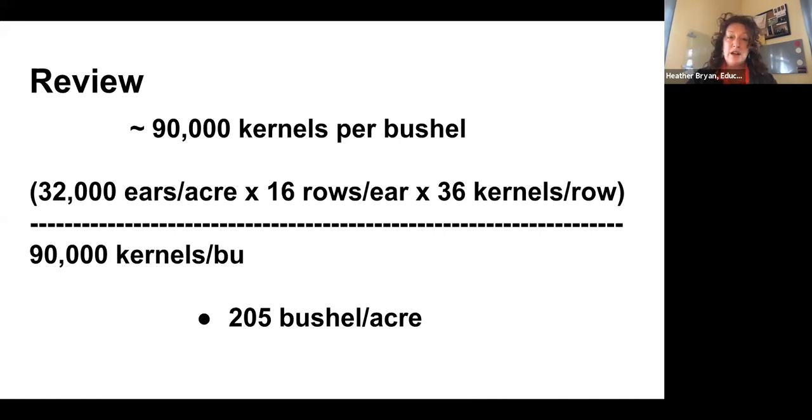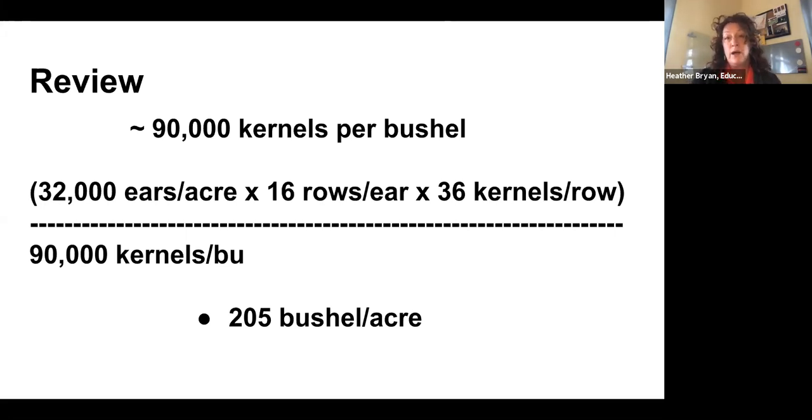But I want you to just look at our review sheet here in front of us. If it takes 90,000 kernels per bushel of corn, and in our particular acreage we estimate to have 32,000 ears, so it's one ear per plant in that acre, and then we have 16 rows on each one of those ears, as well as 36 kernels in each row, we multiply all of that out, and then we divide that by the number of kernels per bushel, 90,000, so that we can come up with the average of 205 bushels per acre.